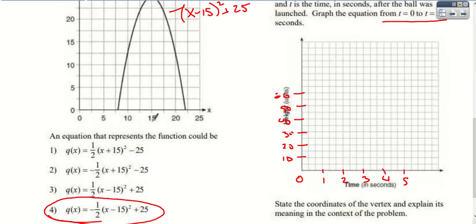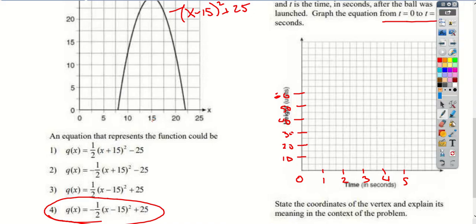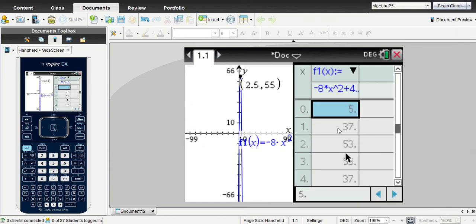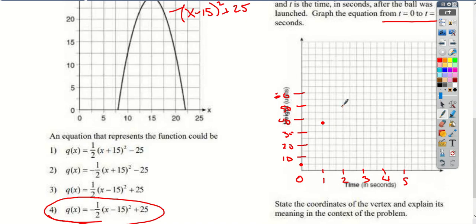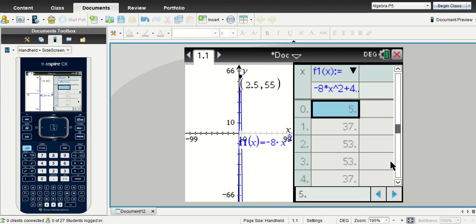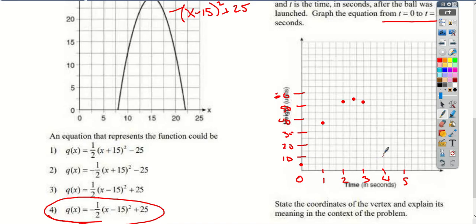So at 0, we're at 5. So I'm going to put a point at 0, 5. At 1, we're at 37, so just above 35 is somewhere right in that point. At 2, we're at 53, so we're just above 50, not all the way to 55. We know at 2.5, which is right in between here, we're at 55. And if you counted by 4s, or took 4 spaces in between numbers, just make sure you're appropriately placing it. Same thing here, we're going back down, at 3, 4, we're at 37 again.